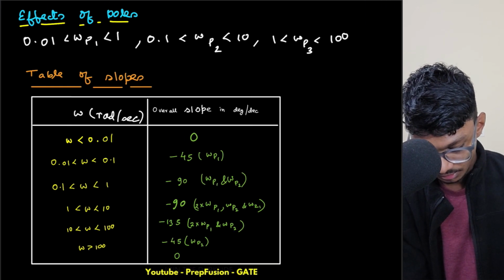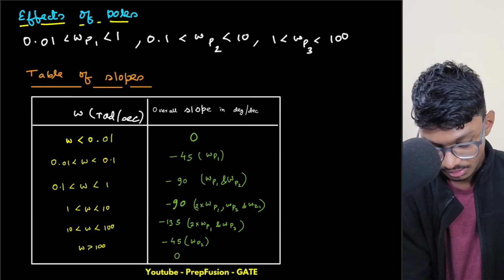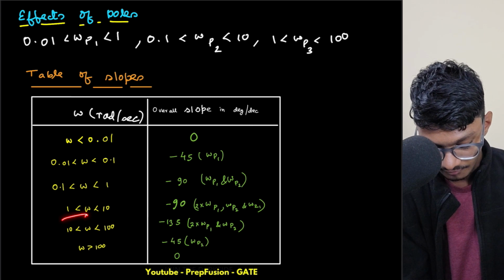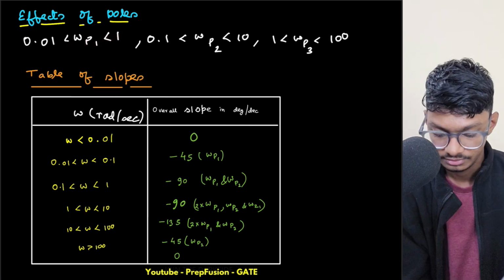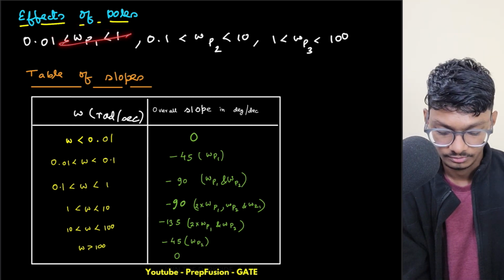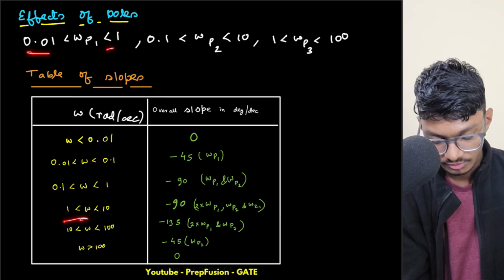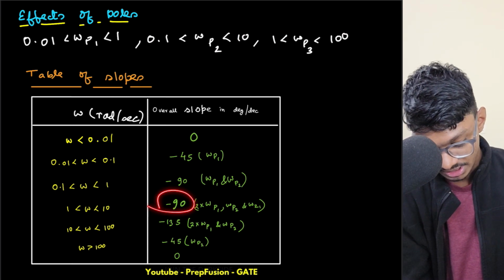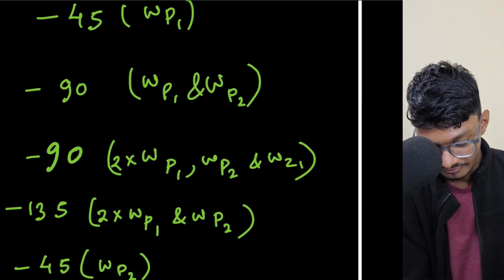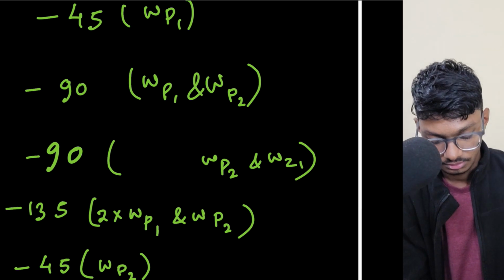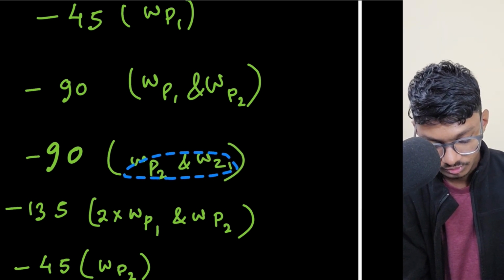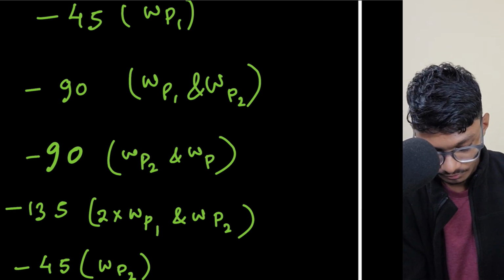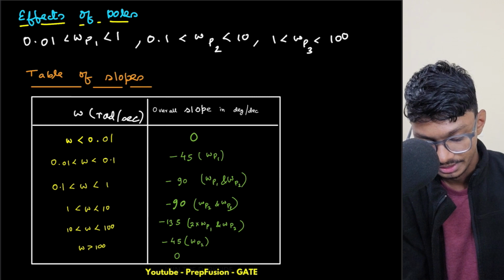Then what is happening from 1? After 1 this pole becomes inactive. The effect due to this pole becomes inactive because it is only active within this range. After 1 this one is still active, and this is still active within the range. So my slope will still be the same, minus 90 only, but this time the effects are due to different poles. This time omega p2 and omega p3 will be active, instead of omega p1 and omega p2.